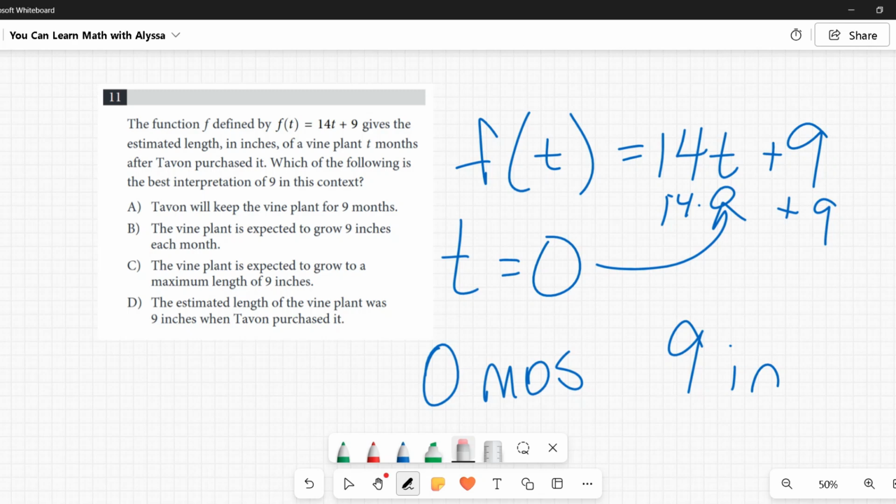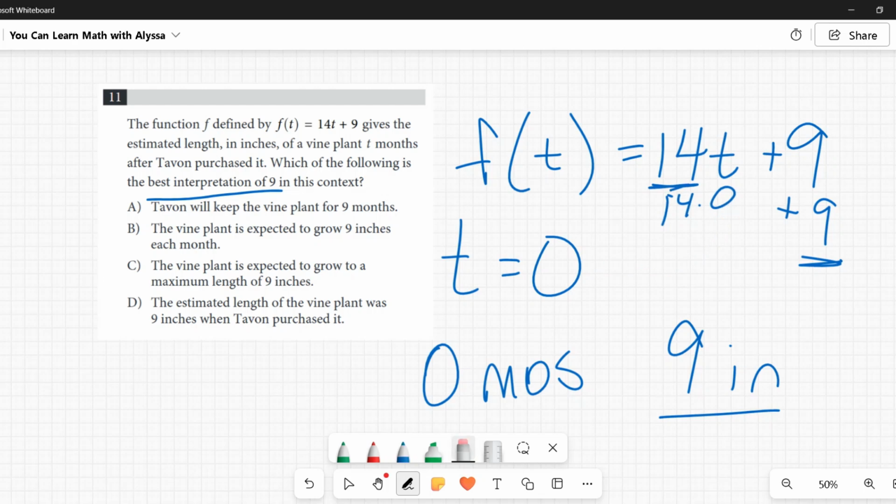So when Tavin purchased it, I'm going to keep saying Tavin, I don't know if it's he or she here, the plant was 9 inches long. So what is the best interpretation of 9 in this context? Well, that's the number of inches, the length of this plant when it was purchased. It was 9. And then the 14 would be how many inches it's growing each month.